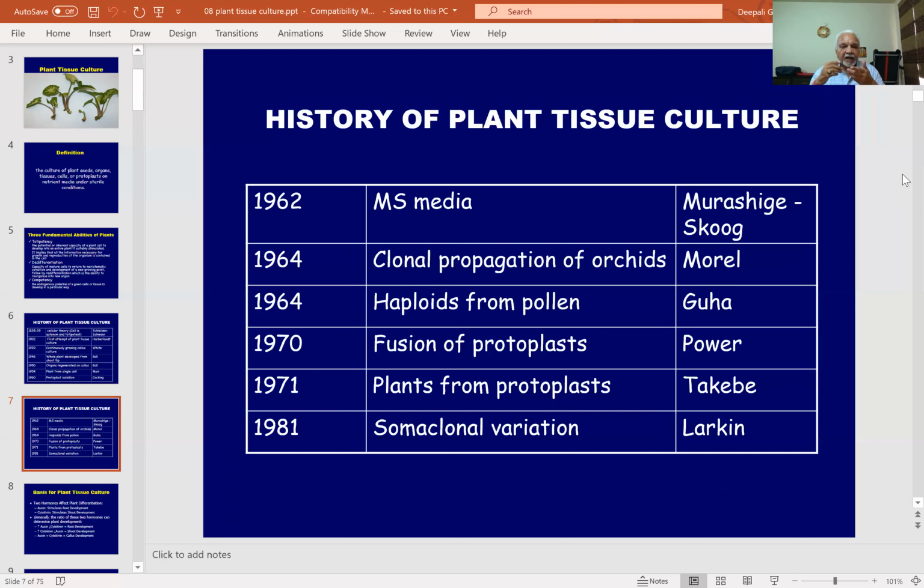And before this could be achieved, this discovery of protoplast regeneration was exploited for picking up somaclonal variants to generate plants which are better performers than their parental plants. And I'll talk about that later. So this is, in brief, a historical account of how the plant tissue culture field has grown over a period of time.